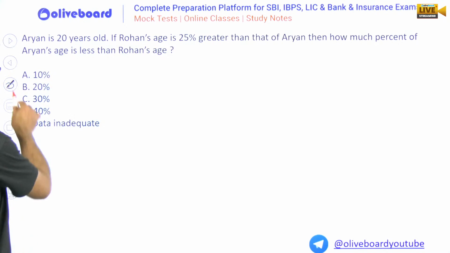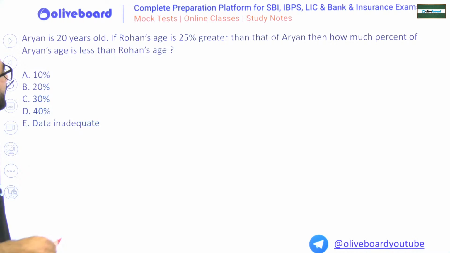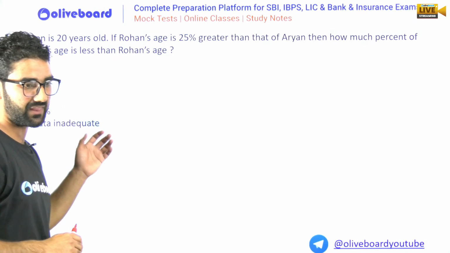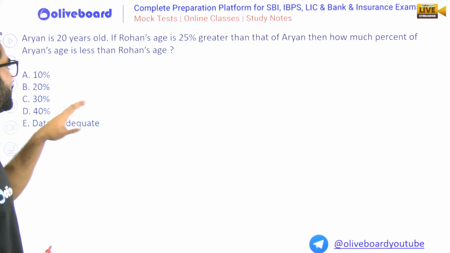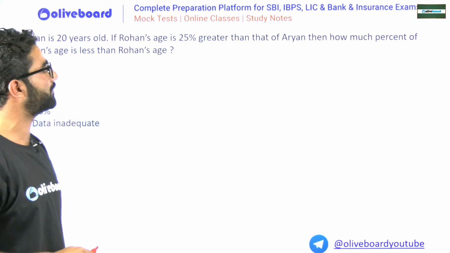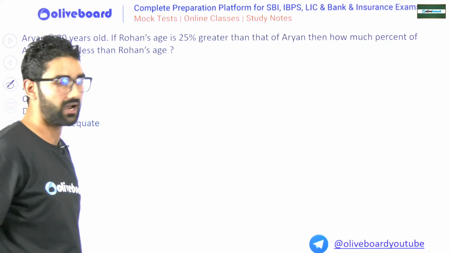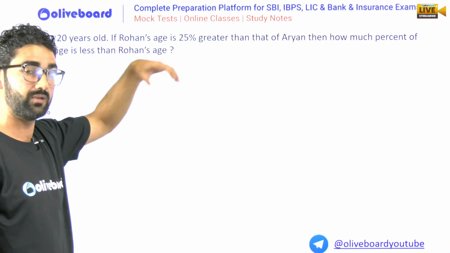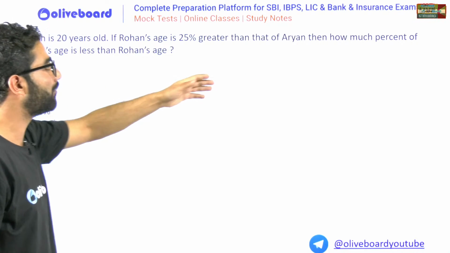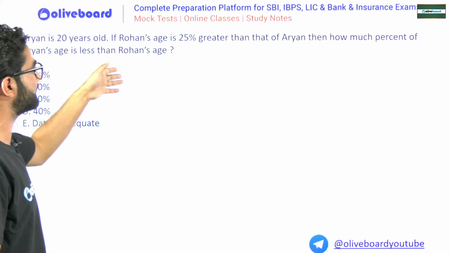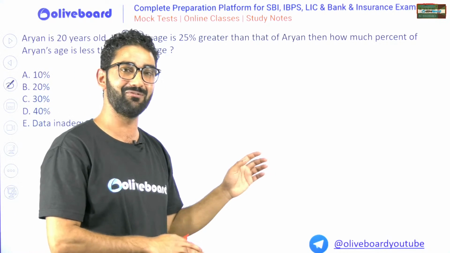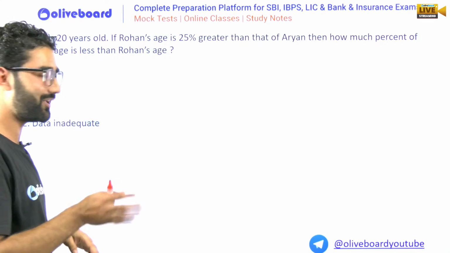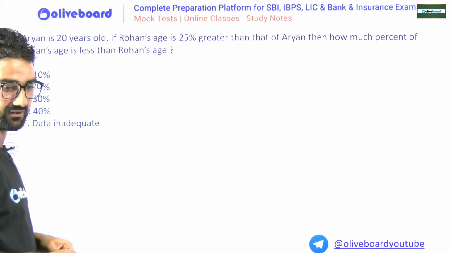So if you see the question, Aryan is 20 years old. The information regarding the age of Aryan is given as 20 years. If Rohan's age is 25% greater than that of Aryan, then by what percent is Aryan's age less than that of Rohan's age? Definitely we have calculated such comparisons of increase, decrease, lesser and more. If you remember that, definitely you will solve this.